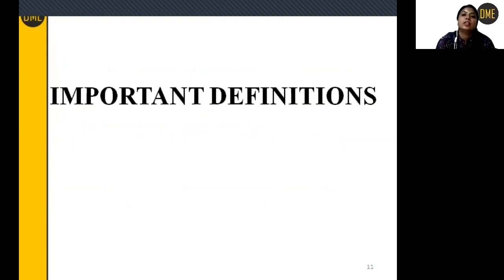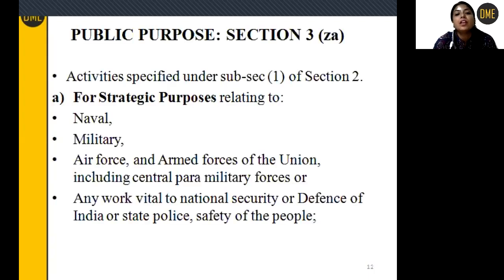Now, I hope you are clear with the concept, with the scope and application of the Act, and what are the conditions, what are the categories of land acquisition, and what are the provisions in which case these provisions are applicable. So now coming towards the important definitions of the Act. So very first important definition is public purpose.